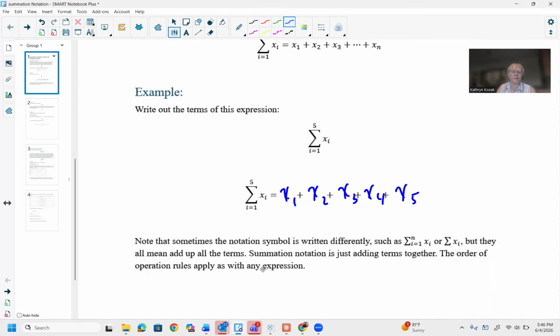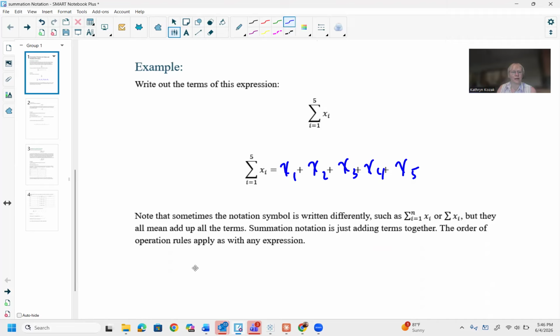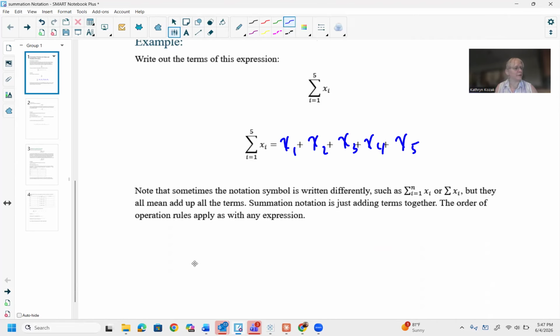Note that sometimes this notation is written differently, such as the summation with the i and n placed over here of x sub i, or sometimes just the summation of x sub i. But they all mean add up all the terms. Summation notation is just adding terms together. The order of operations applies for these expressions.